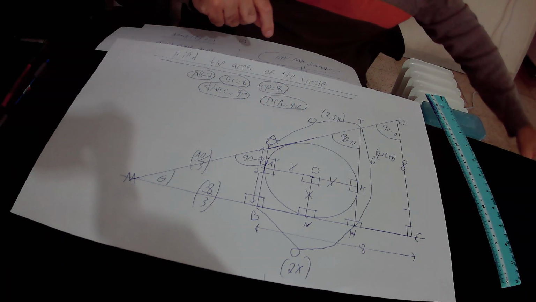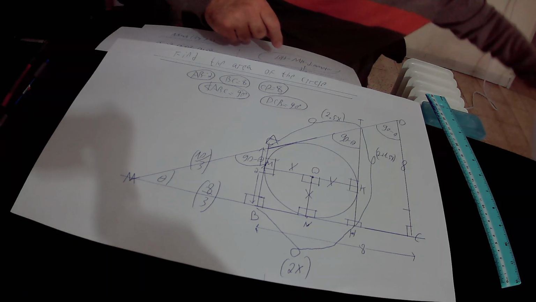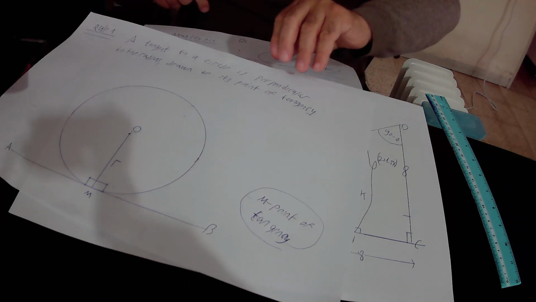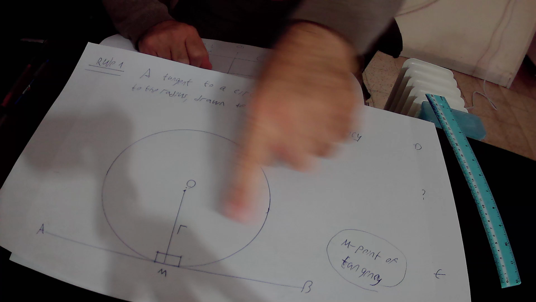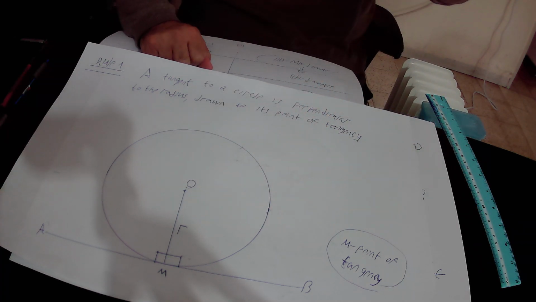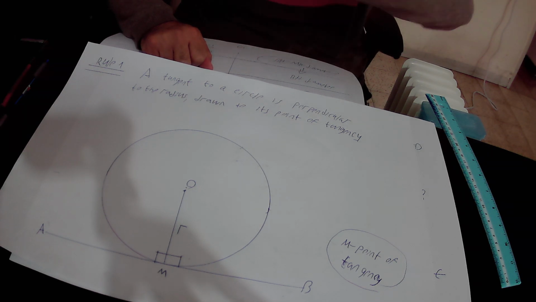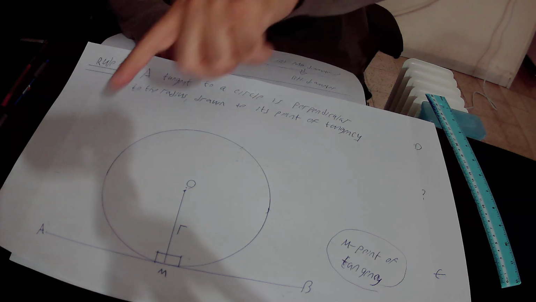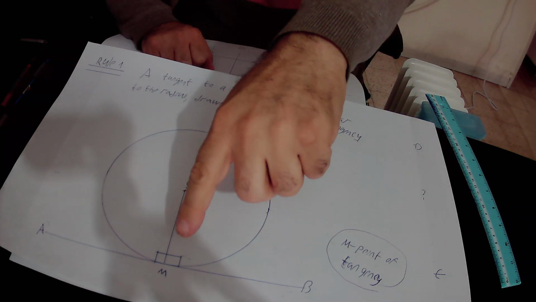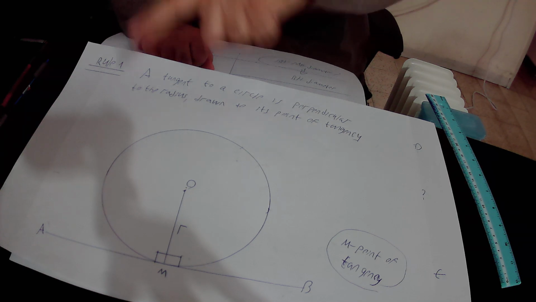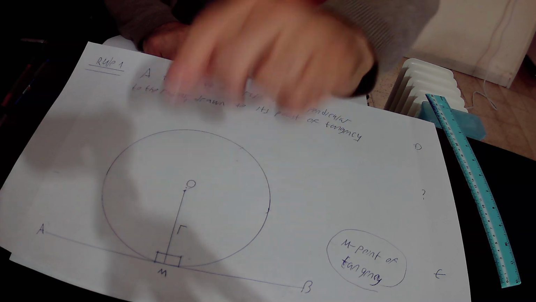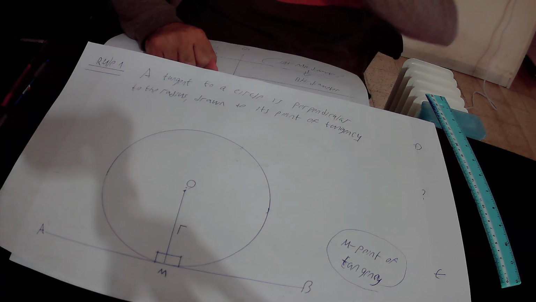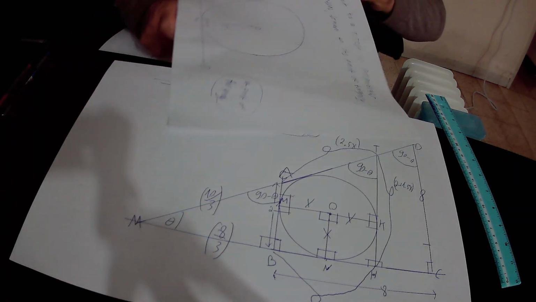Then I presented to you rule number 1 and we implemented rule number 1 in our drawing. According to rule number 1, a tangent to a circle is perpendicular to the radius drawn to its point of tangency. We have tangent AB that is tangent to this circle at point M. The radius OM is drawn to point M, that is the point of tangency, and whenever you have a radius drawn to the point of tangency, then tangent AB will be perpendicular to the radius MO. If AB is perpendicular to MO, it means that this angle equals 90 degrees and this angle equals 90 degrees.